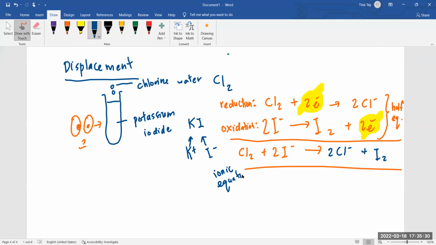Six plus two is eight. Okay, so overall, what is it that happens? You add chlorine to potassium iodide. It becomes chloride, so it becomes potassium chloride. And what's formed is iodine. This is called the chemical equation.